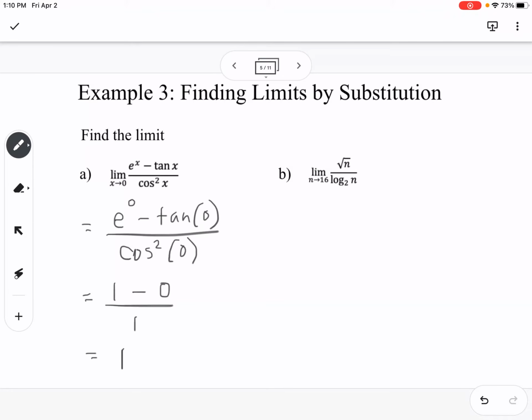And then our next one, we can substitute in the 16, so this would be the square root of 16 over log base 2 of 16. We know the square root of 16 is 4. The denominator, log base 2 of 16, is saying 2 to the what power equals 16? Well, that would be 4. So that also equals 1. Not all limits are going to equal 1, but it just so happened both of those do.